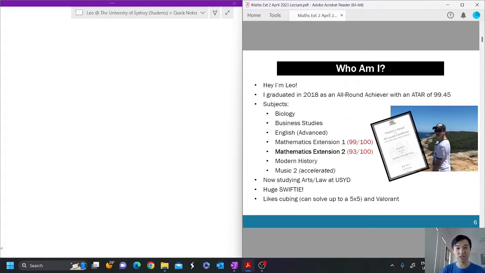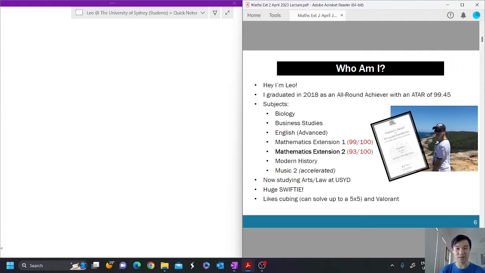So I did a range of subjects across humanities and STEM. I did biology, business studies, advanced English, Extension 1 and Extension 2 maths, modern history, and I also did music 2, but I did my HSC for that in year 10 because I was an accelerant. So I did music 2 as an accelerated student. I accumulated 14 units across my HSC, and I really enjoyed maths. It was one of my favorite subjects for the HSC.